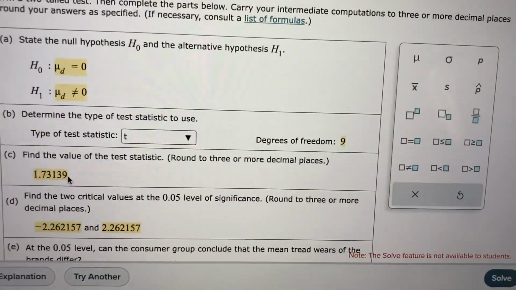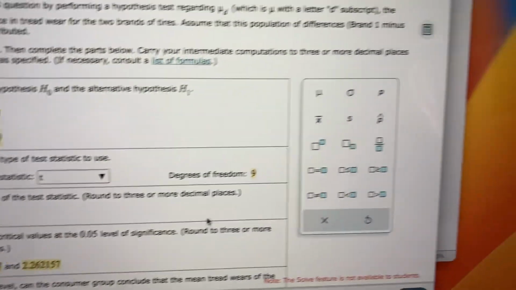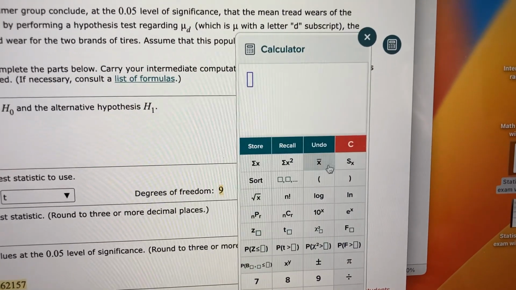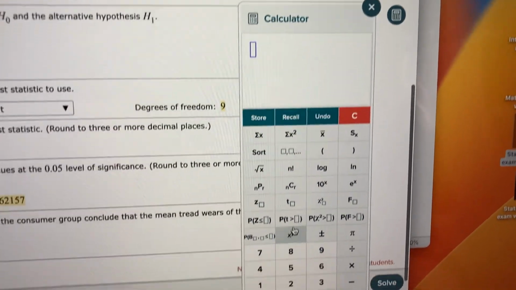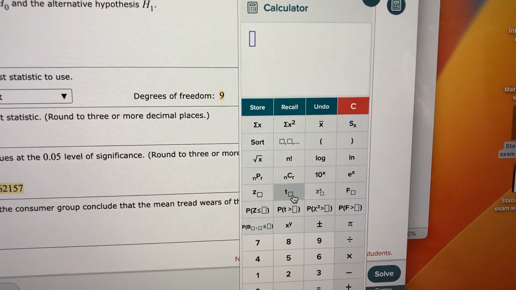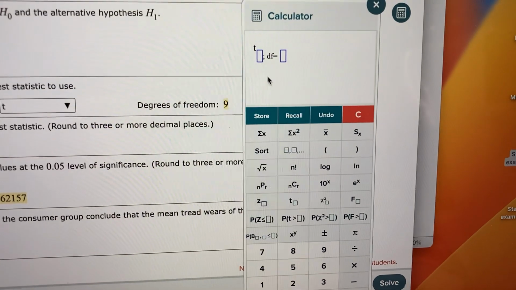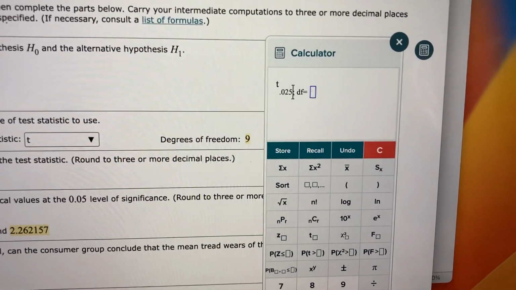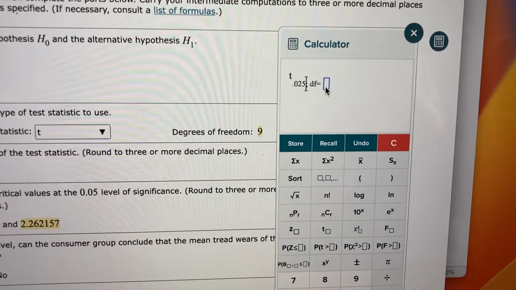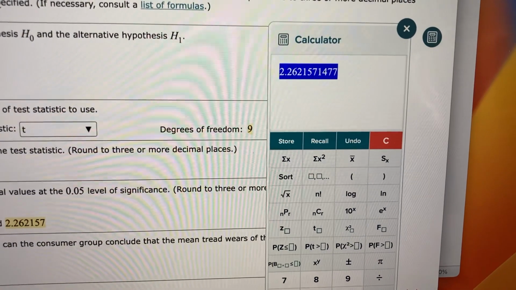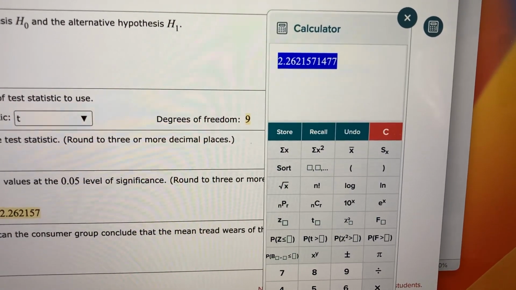Now, there's 2 ways to get the critical values. I'm going to show you over here. I'm going to click on our calculator, and this is to generate the probability. This is to generate the critical value. So I'm going to click on that. In the left tail, it's 0.025, and our degrees of freedom are 9. And I'm going to hit enter, and it's going to give me the 2.26157.